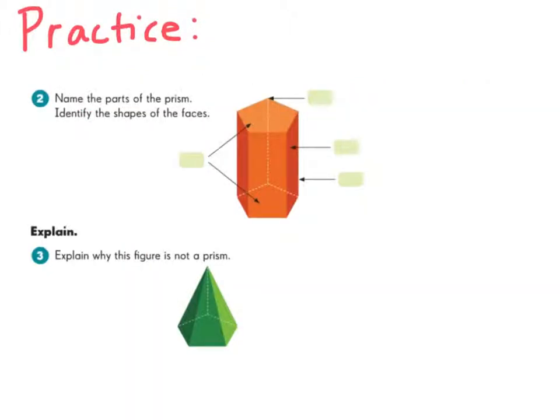Apply what you've just learned to these 2 practice problems. In number 2, please name all the parts of the prism. Identify the shapes of the faces. And in number 3, explain why this figure is not a prism. There's a very specific reason. If you can't figure out what it is, go back and re-listen to the explanation of a prism a couple of slides ago. Press pause while you work, and when you come back, we'll take a look at pyramids.